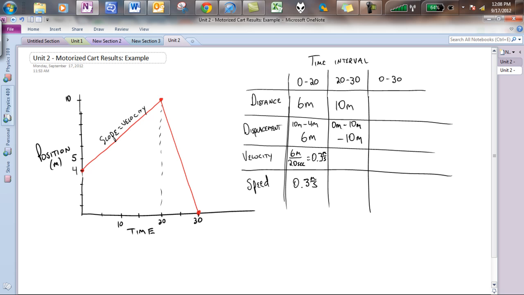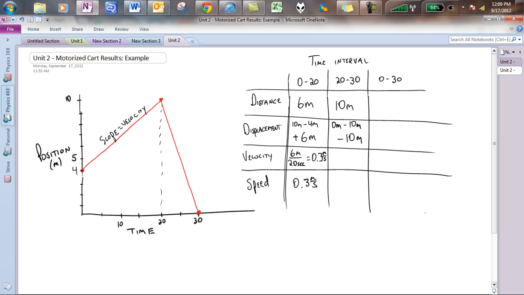It's just referring to a direction of displacement. Notice that we displaced positive in the first 20 seconds and negative in the last 10. That is a big difference here. Velocity is again the same thing. It is the slope of this line.